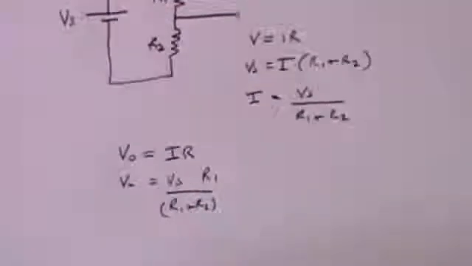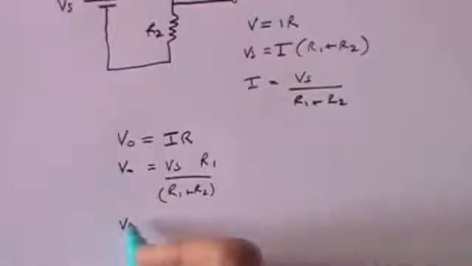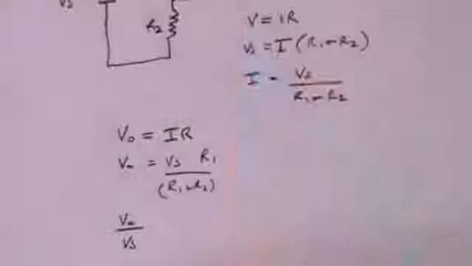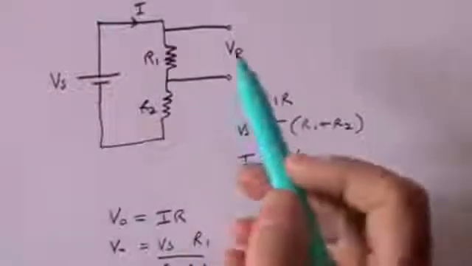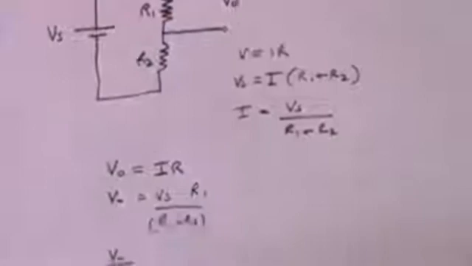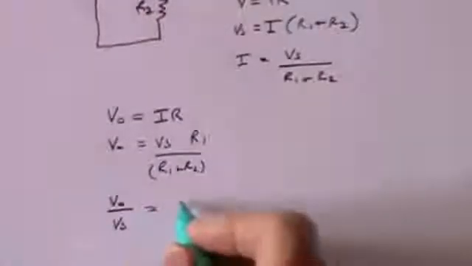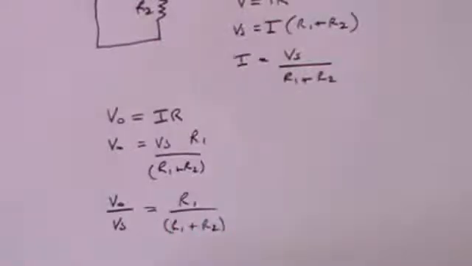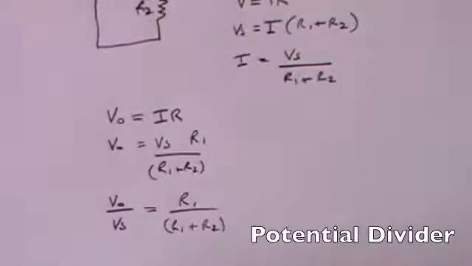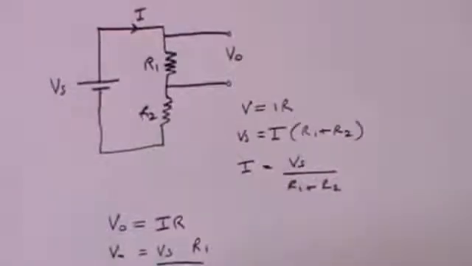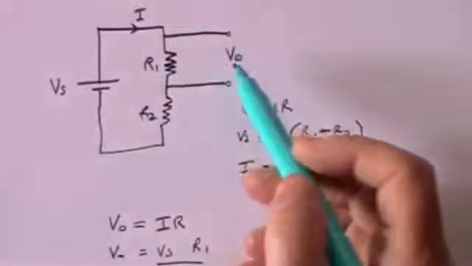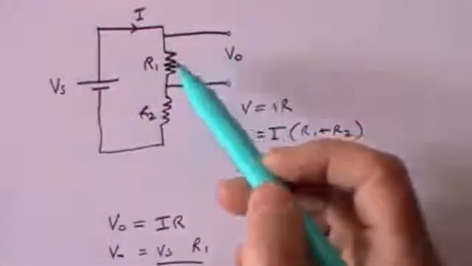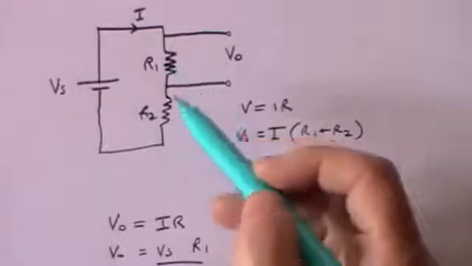And that means, if we just divide both sides by Vs, that VO divided by Vs, the output voltage compared with the source voltage, is going to be equal to R1 over R1 plus R2. And that is called a potential divider, because what you're essentially doing is dividing the potential of the battery into a smaller voltage.